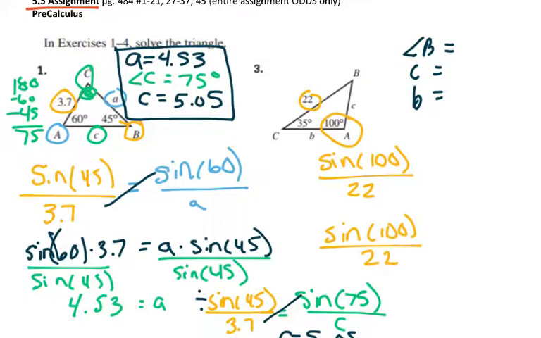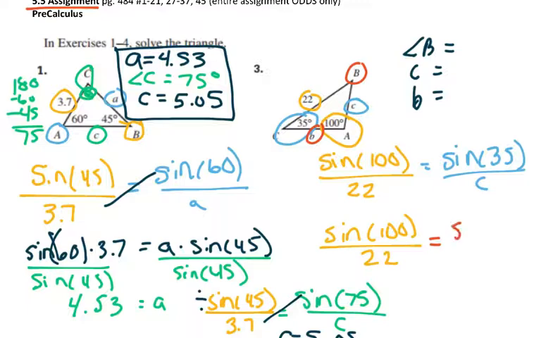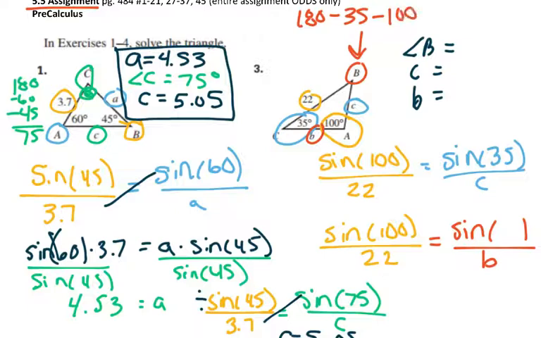And in order to find side C, for instance, I'm going to have it set equal to sine of 35 over C. And then in the last one there, angle B and side B means that I need sine of an angle over side B. So how do I get the angle of B? I do 180 minus 35 minus 100, and we get 45 degrees.